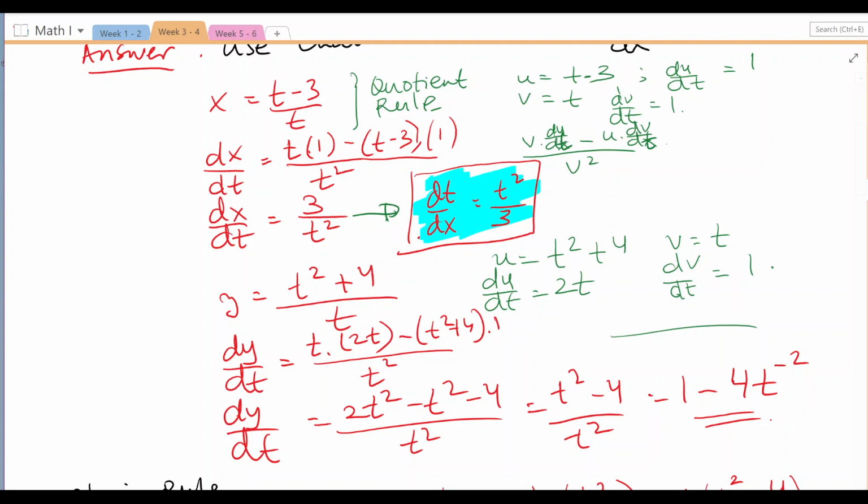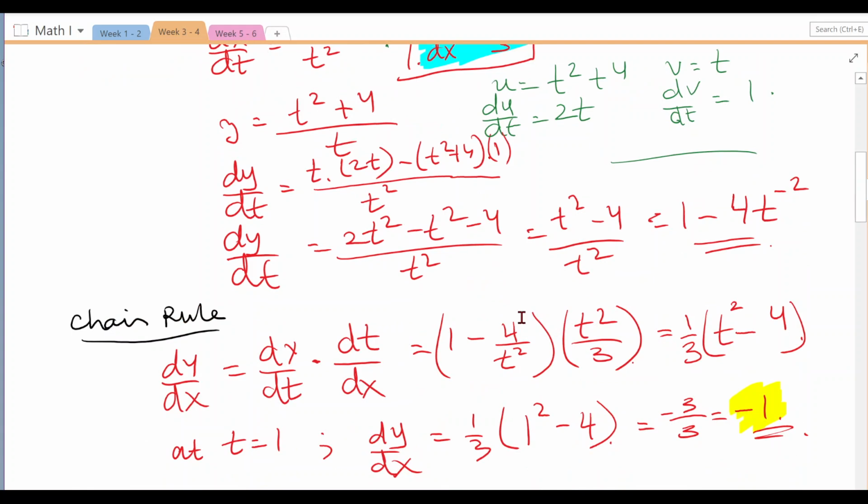All this is over v squared, and because v is t, this is t squared. Simplifying the whole thing, we have 2t squared minus t squared, which is t squared, minus 4. So dy/dt is this, and we can rewrite this as 1, because t squared over t squared is equal to 1, minus 4 over t squared, or 4 times t raised to the minus 2.